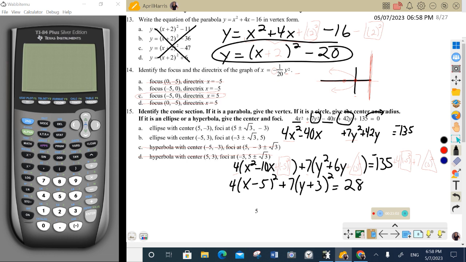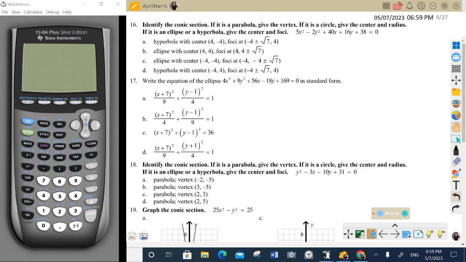Well, technically, you could be done, because honestly, I just need to know my center. And if 5 is in the parentheses, positive 5 is going to be the x value of the center. And if plus 3 is inside with y, when you bring it out, negative 3. So A is the answer. Now, remember, if you were going to true standard form, you would divide everything by 28. So over here it would be x minus 5 squared over 7, y plus 3 squared over 4 equals 1. There's no need to do that here.